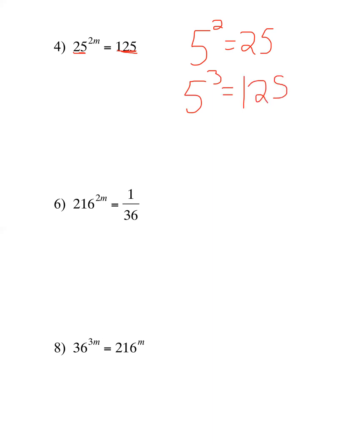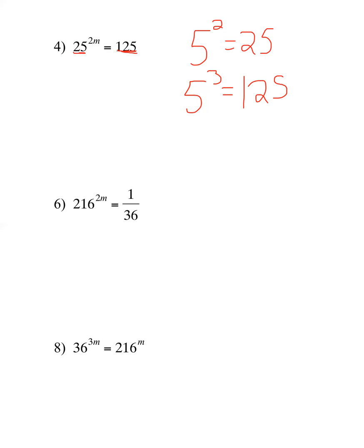Okay. So instead of leaving my base as 25, I'm going to have to rewrite both of them, because my ultimate goal is for them to have the same base. Then I can just set those exponents equal to each other. So I'm going to rewrite 25 as 5 squared, and I'm going to rewrite 125 as 5 cubed. All right, now watch how this works.